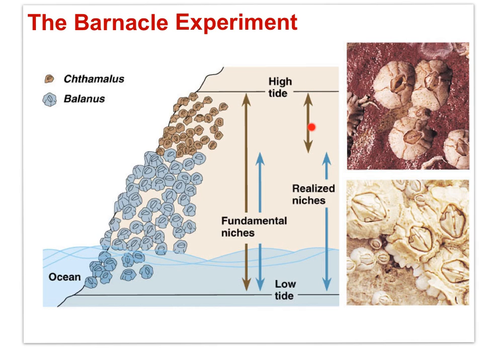The realized niche describes the actual conditions and resources in which a species exists due to biotic interactions. Now, the fundamental niche of Balanus is the lower, wetter region of the tidal coastline, and its realized niche is the same, as Thymallus is too small to cause interference. The niche of Balanus is determined by abiotic factors.